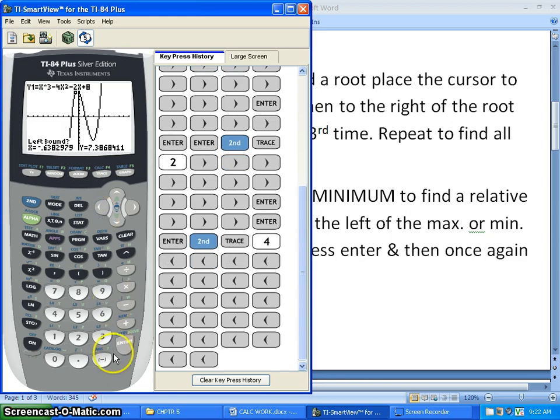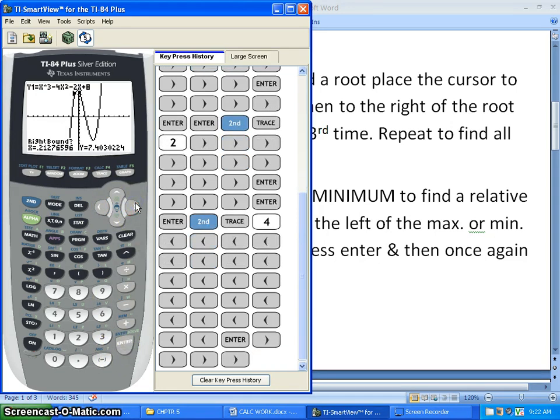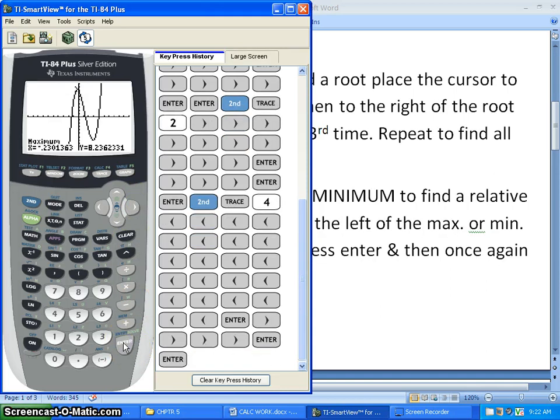Once I'm to the left of it, I press enter once, and now I go to the right of that peak. And I enter a second time and a third time, and I'm looking for the coordinates of the maximum, and here I will round to the nearest hundredth. X is negative 0.23, while y is 8.24. That's an x and a y value.